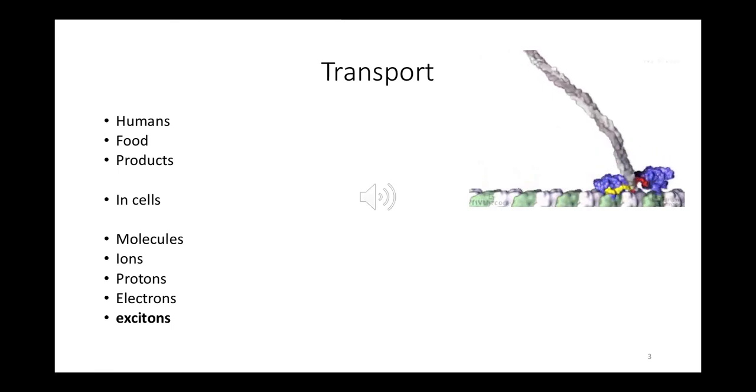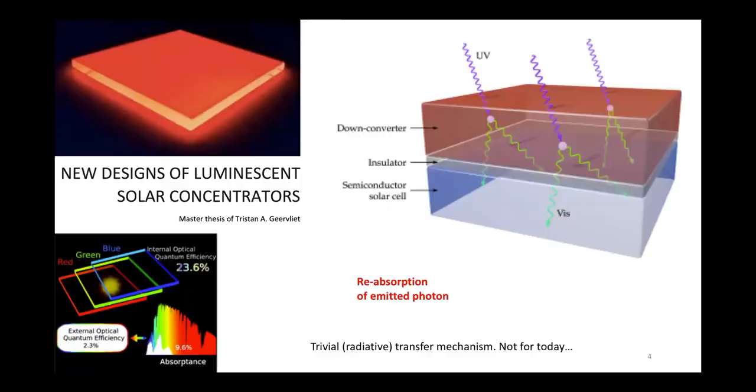A trivial way of transport of an excited state is absorption, followed by emission, and then reabsorption of a photon. This is what we can call a radiative mechanism, and although it can be applied and is very interesting in itself, this is not what we will discuss today.